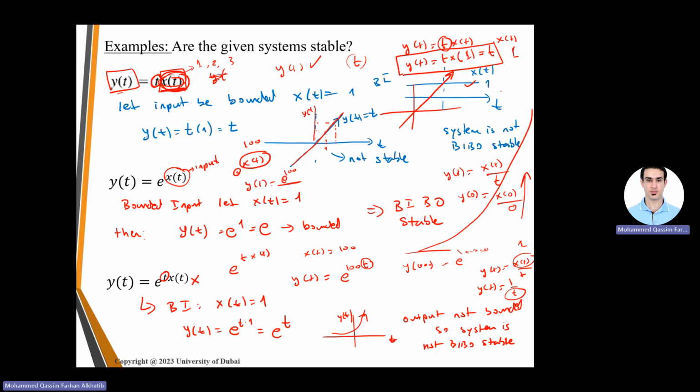All right, so that's about BIBO stability. All you need to do is assume a constant value for x of t. That's the input. And look at the expression at the output. Will you have a function of t? Then in this case, it's not BIBO stable. If you are getting a constant value, then the system is BIBO stable. So it's basically bounded.